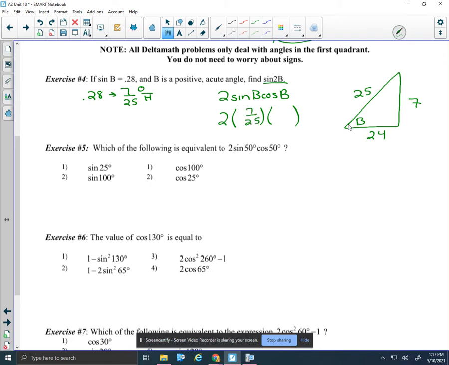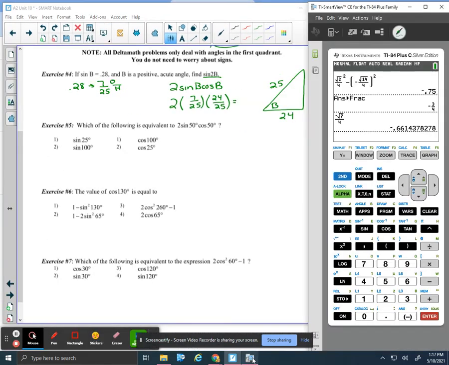Okay. And the cosine of b is 24/25 for my triangle. So if I type that in my calculator, I'm going to get the value for sine 2b. So we'll do that now. So just to save a little time, I'm not going to make fractions. So 7/25 times 24/25. So that's 0.5376.